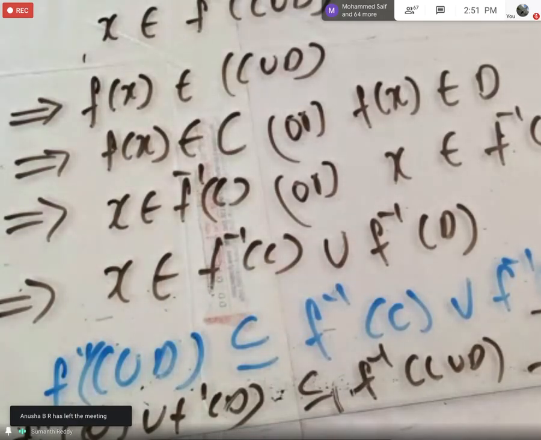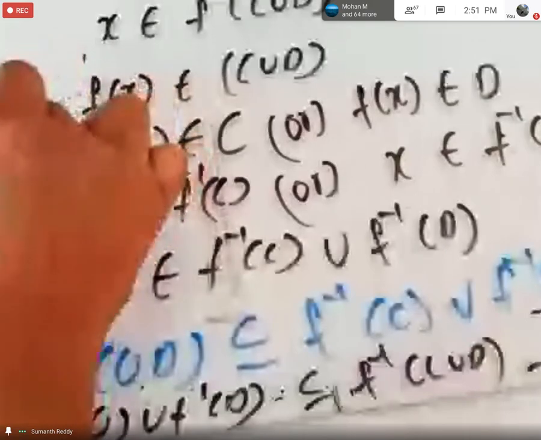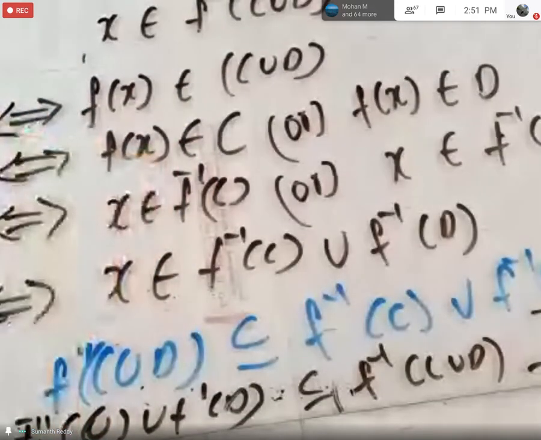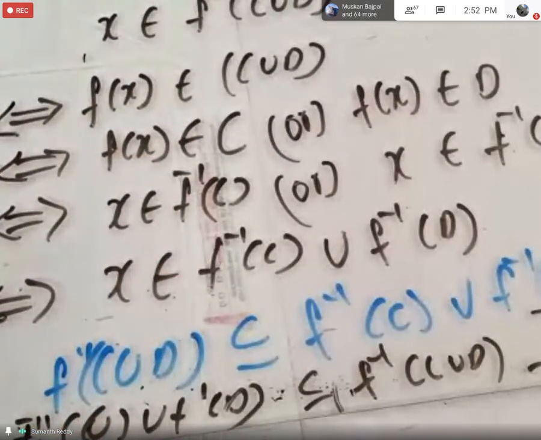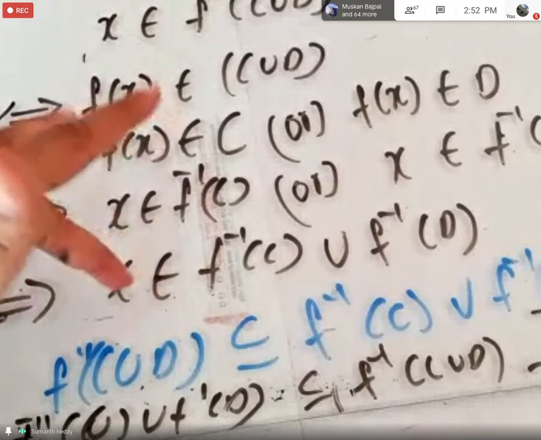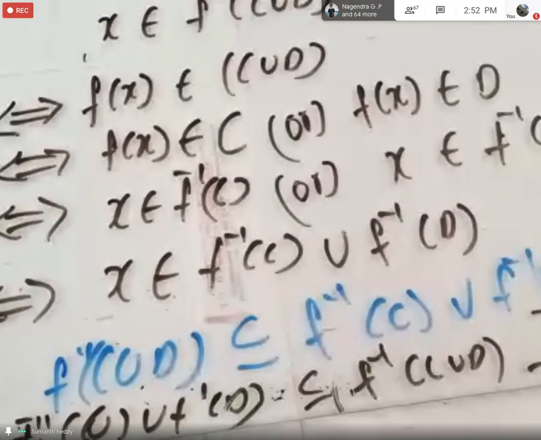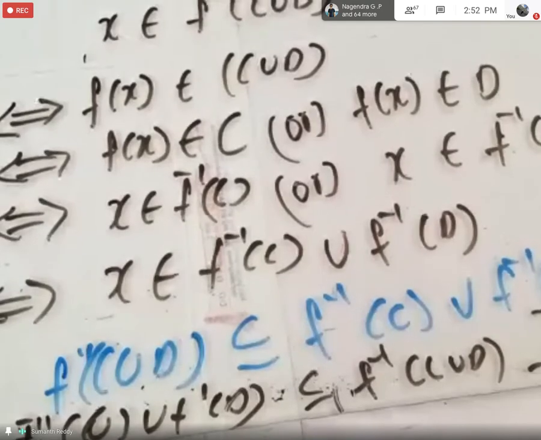Okay. And for this kind of problem, you should write the double arrow mark. If you write the double arrow mark, the meaning is you have to look at the solution from top to bottom and also from bottom to top. Okay, just a minute.